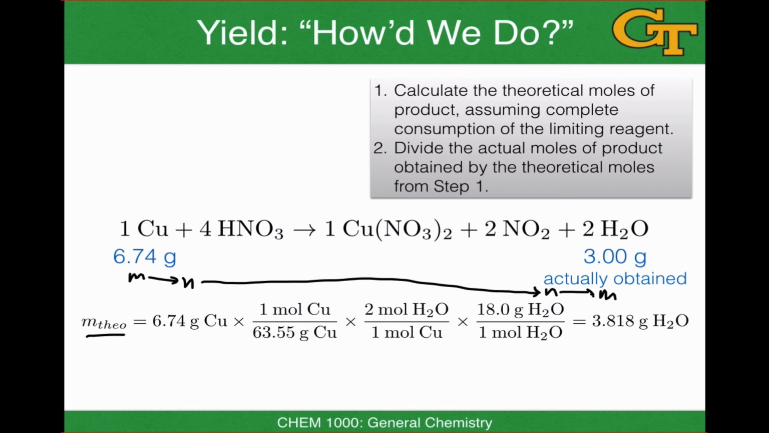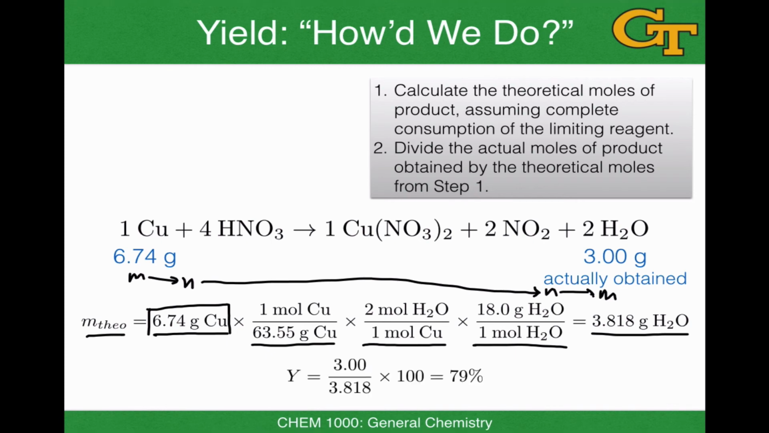And that's exactly what you see in mathematical form below. We start with the 6.74 grams of copper in mass land. We move to mole land by dividing by the molar mass of copper. Then we use the molar ratio of water produced to copper consumed, 2 moles of H2O per 1 mole of Cu, to get to moles of water, and then finally multiply by the molar mass of water, 18 grams per mole, to get to the theoretical amount of water that we should obtain if all of the 6.74 grams of copper are consumed. One of the principles behind yield is all of the reactant may not be consumed. Some of the reactant may remain unreacted.